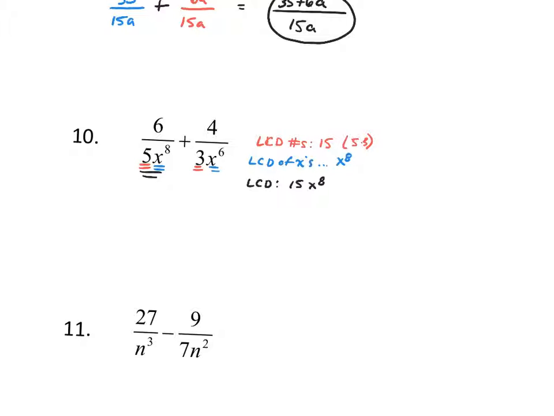So I want both of these denominators to say that. Over here, to get the 15, I'm going to need to multiply by 3, and I want x to the 8th, and it already has x to the 8th. So I just need to multiply the top and the bottom by 3. So it gives me 15 x to the 8th.